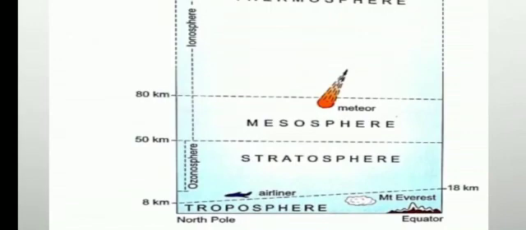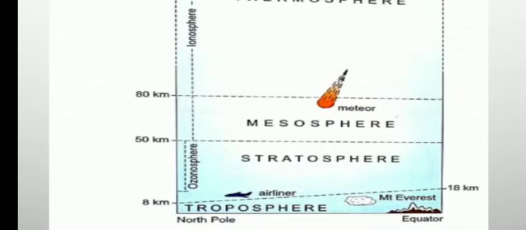The lowest and the densest layer of the atmosphere is known as the troposphere. About 3/4 of the mass of the atmosphere is contained within this layer. The extent of this layer is about 18 km above the equator, but only about 8 km above the two poles. The troposphere acts like a blanket.